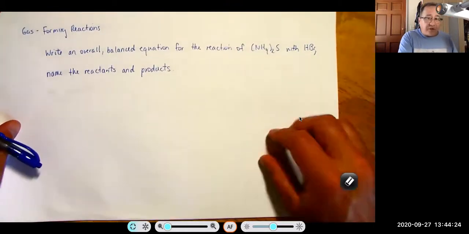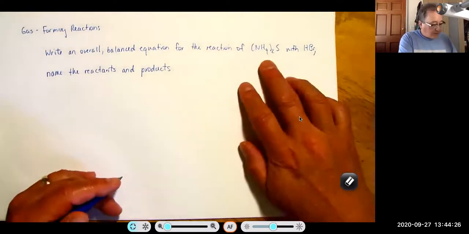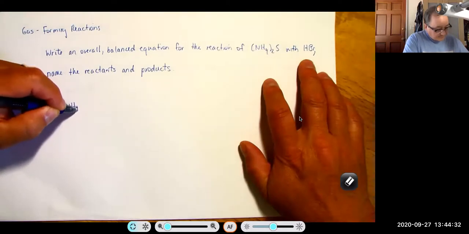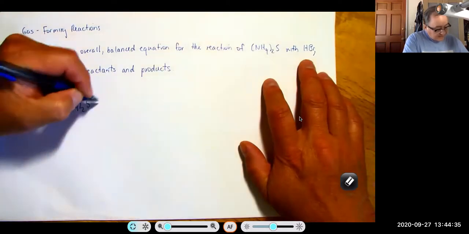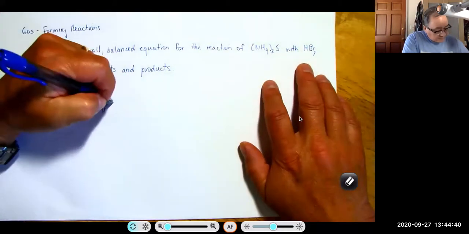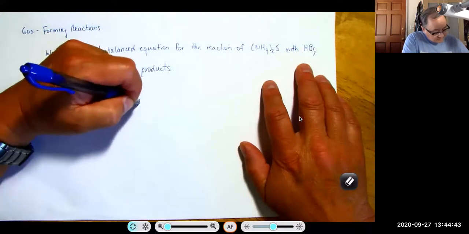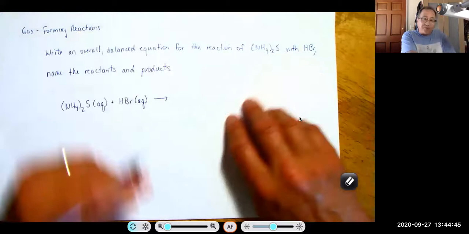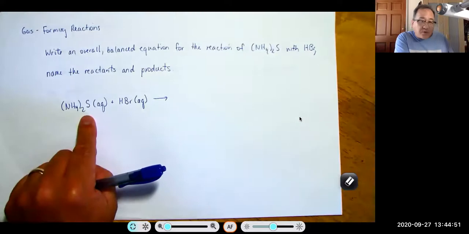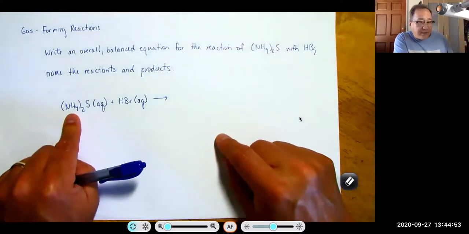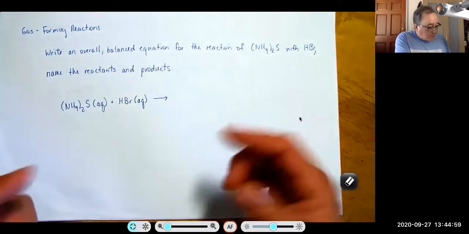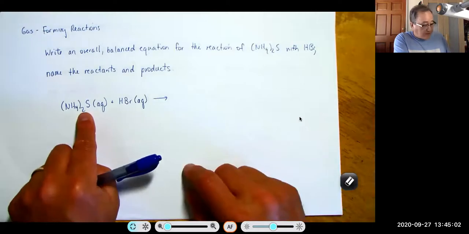Write an overall balanced equation for the reaction of ammonium sulfide with HBr. So here's ammonium sulfide. Now this is going to be aqueous because of the ammonium ion plus HBr. Okay, so this is the one where ammonium salts. Well, actually, we've got to think about this. Is this the one where the ammonium salt reacts with the base, or is this the one where a sulfide reacts with the acid? And the answer is, well, there's no base here, so it's got to be the one where the sulfide reacts with the acid.